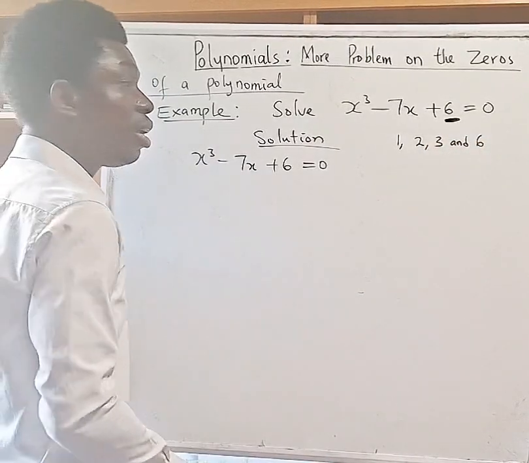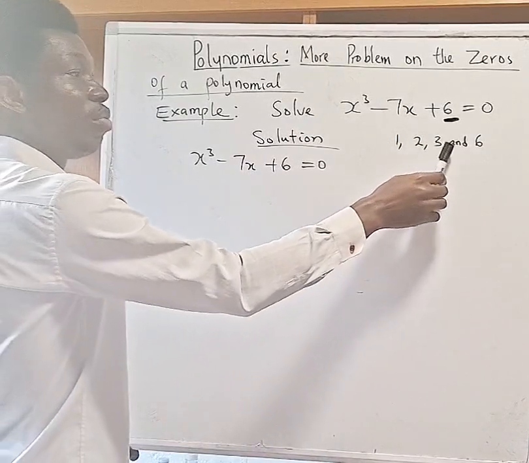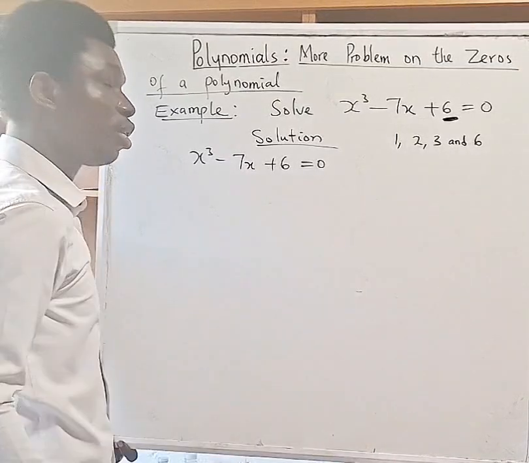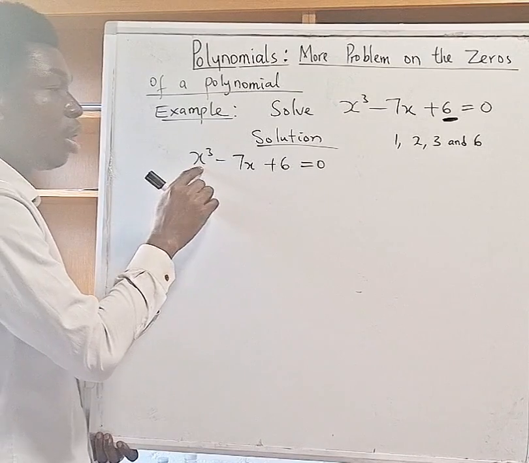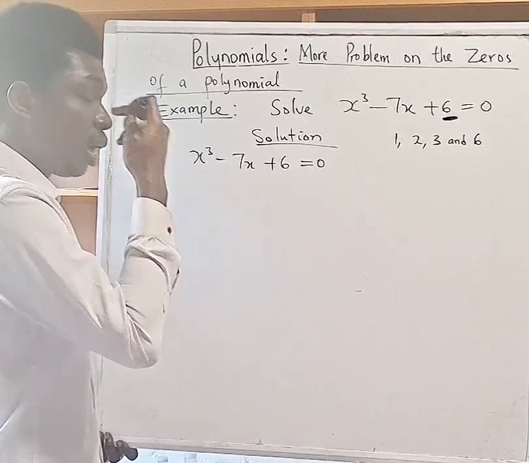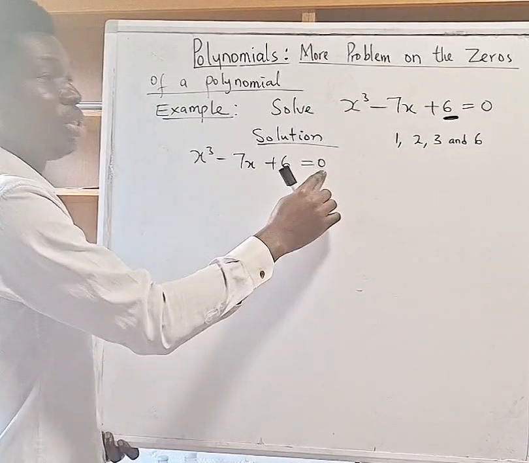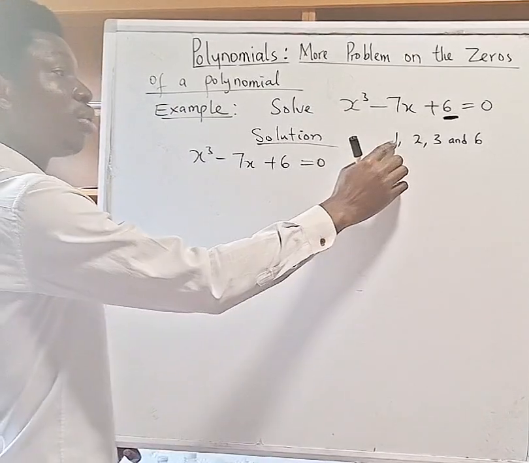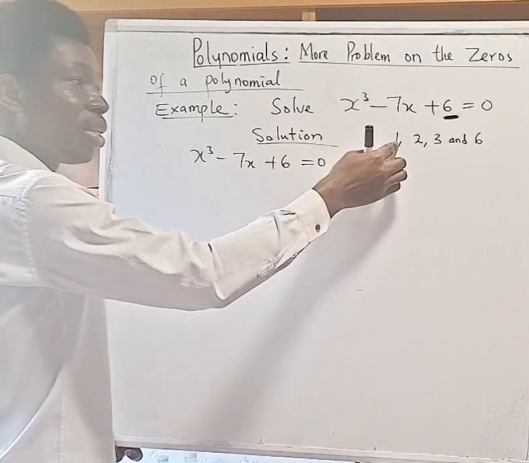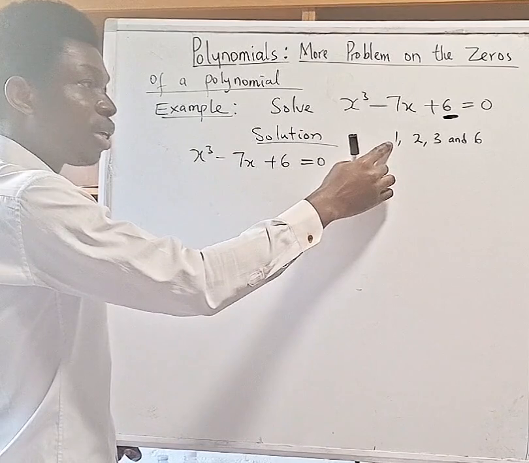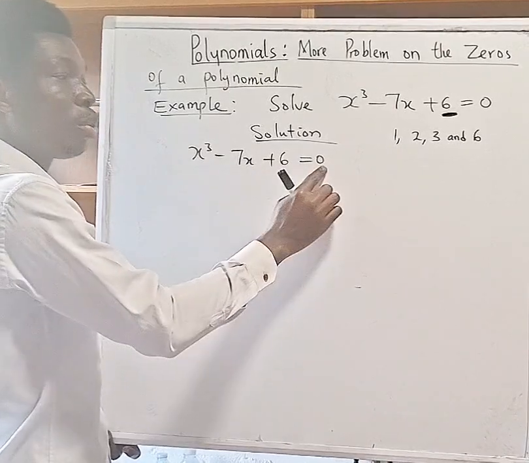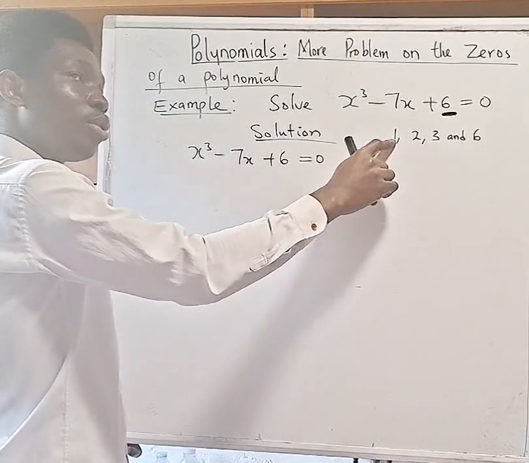Okay, so now we'll be able to test each of these factors. We'll substitute them into the polynomial and see the one that will give us 0. Maybe you try the first one, 1, and the result is not 0. If you try positive 1 and it did not reduce the polynomial to 0, then you can try minus 1.